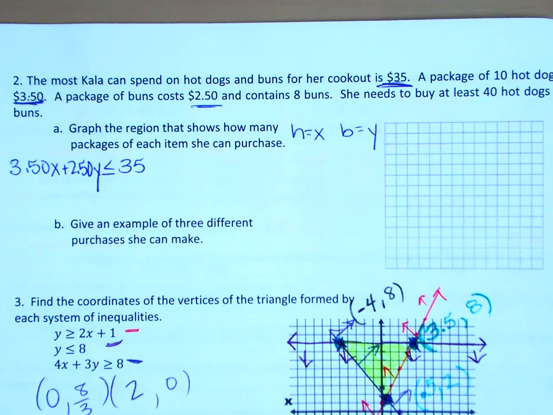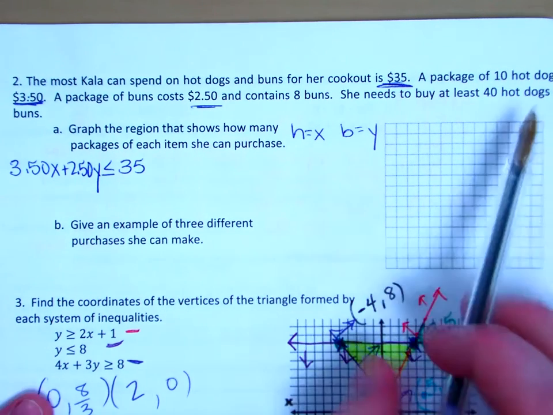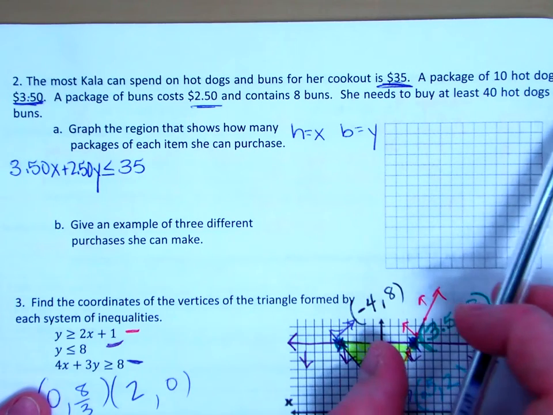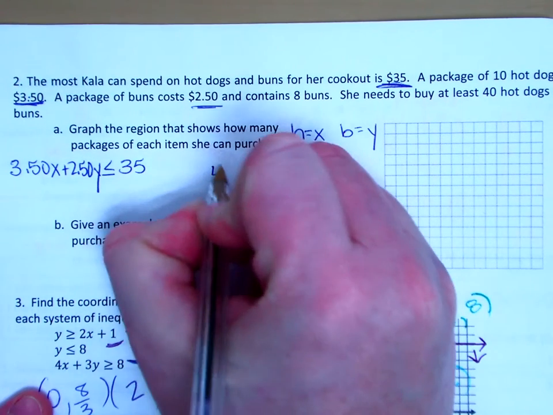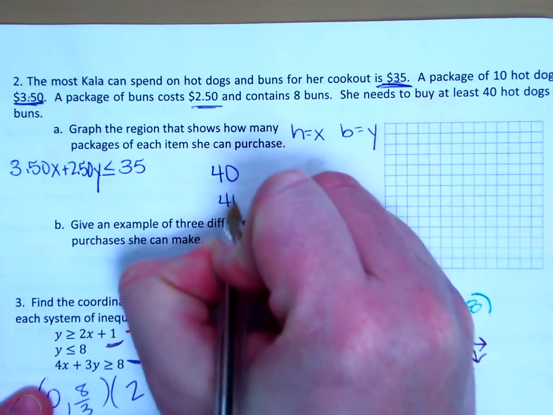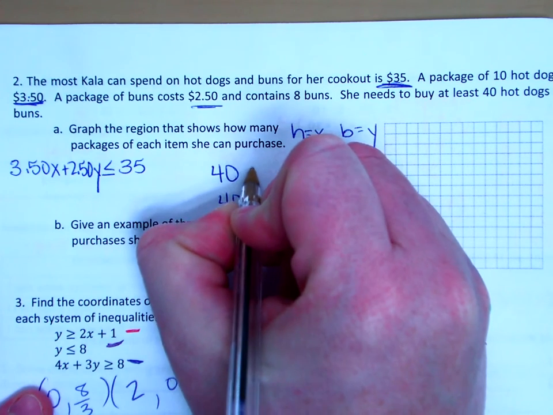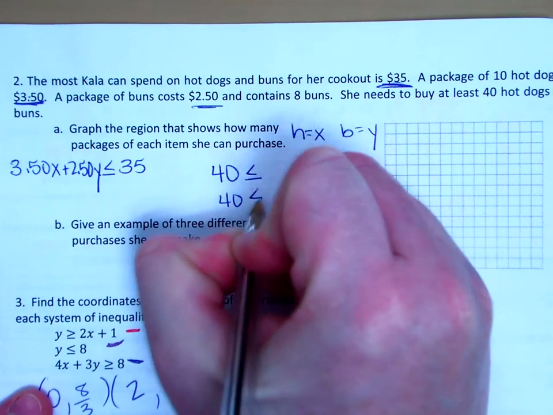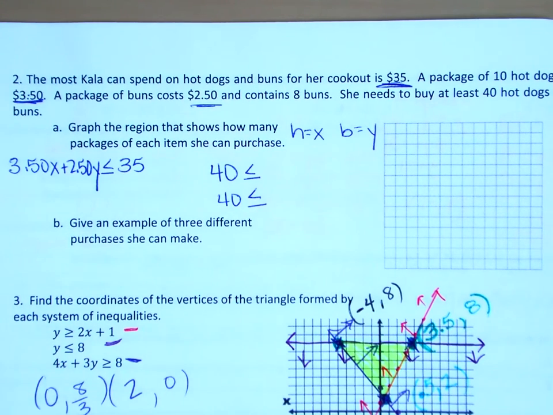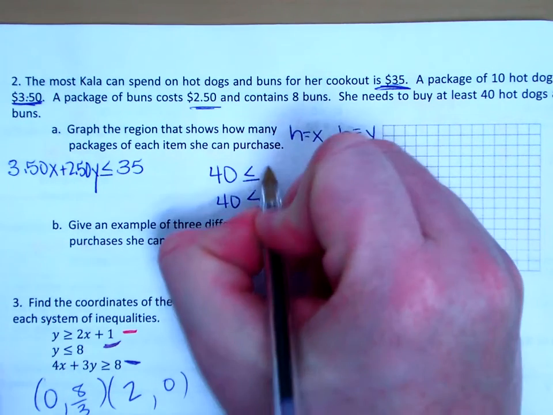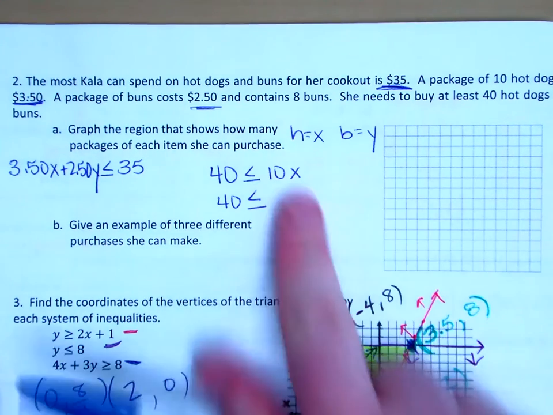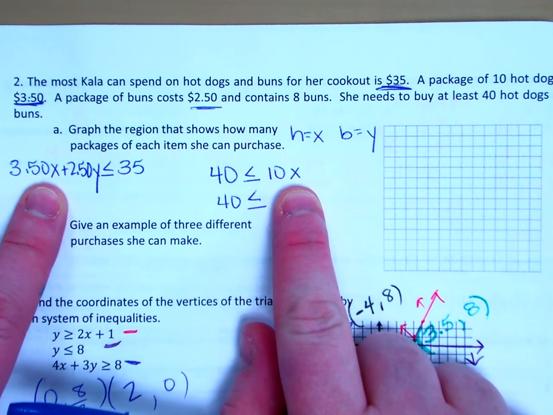I can't go over $35. The next criteria is she needs to buy at least 40 hot dogs and 40 buns. So she can't go less than that. So that's 2 inequalities where I need to have at least 40. Now, packages of hot dogs come in 10. So if I buy 1 package, that would be 10. If I buy 2, it'd be 20. So I have 10 times x.